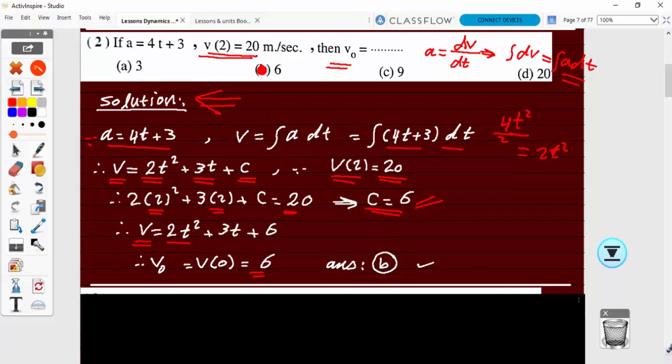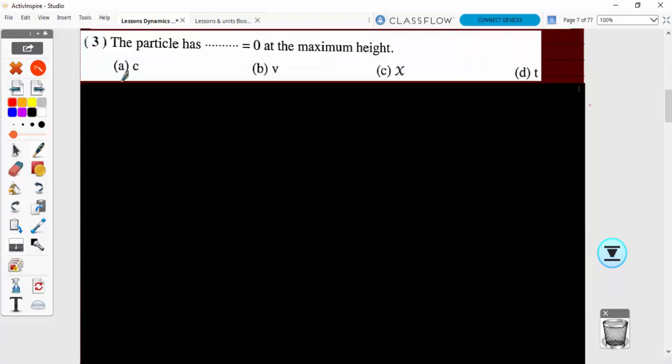Next question. Question number 3. Here the question is, the particle has space equals 0 at maximum height.